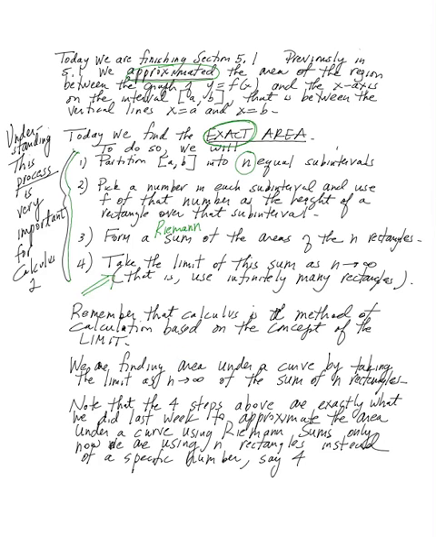Now, remember from the first of the semester, when we computed derivatives, we used the definition of the derivative, and it was a limit of a difference quotient? Well, remember, calculus is the method of calculation based on the concept of the limit. We're finding area under a curve, exact area, by taking the limit as n approaches infinity of the sum of n rectangles. So we're solving a very important problem, and we're doing it by taking a limit.